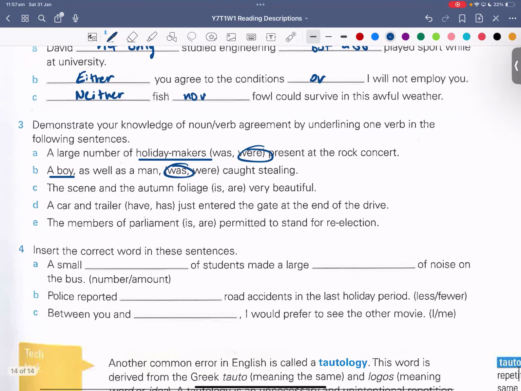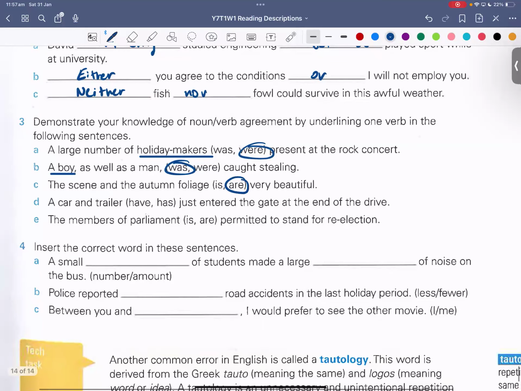Okay. The scene and the autumn foliage is or are very beautiful. Are, and why are we saying are? Because it's two things. Two things, plural. Scene and autumn foliage. A car and a trailer has or have? Yes, because? Perfect. The members of parliament are. Why? Yes, perfect.